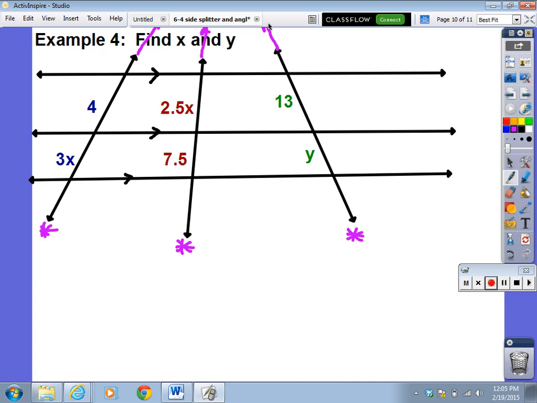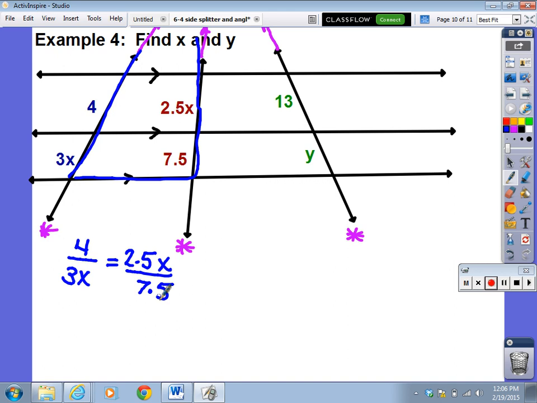Yeah, so there's a lot of different ways. So we know that since these lines are parallel, it's cutting these sides proportionately, right? So I'm just going to have us focus on this triangle right here. We know it's cutting those sides proportionately, so let's set up our proportion to solve for x first. So we're going to be doing 4 over 3x will be equal to what? 2.5x over 7.5.